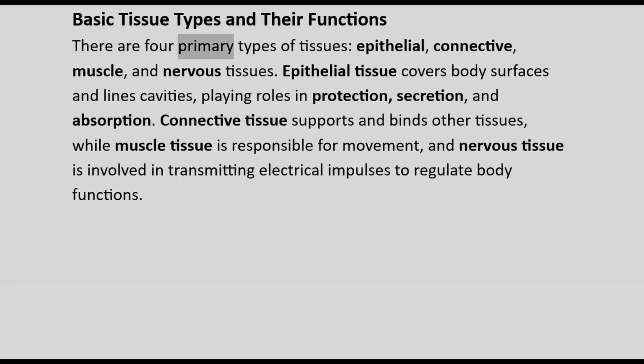Basic tissue types and their functions. There are 4 primary types of tissues: epithelial, connective, muscle, and nervous tissues. Epithelial tissue covers body surfaces and lines cavities, playing roles in protection, secretion, and absorption. Connective tissue supports and binds other tissues, while muscle tissue is responsible for movement, and nervous tissue is involved in transmitting electrical impulses to regulate body functions.